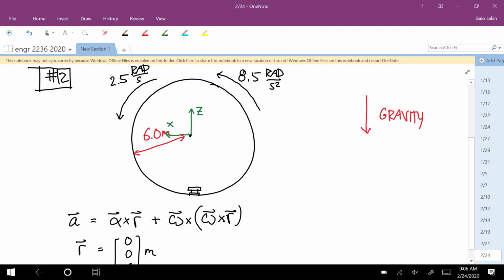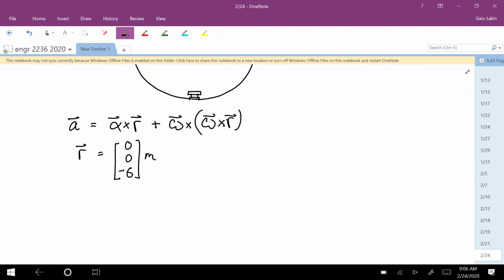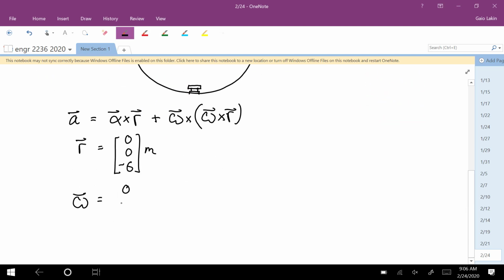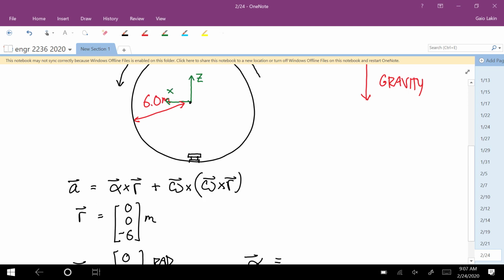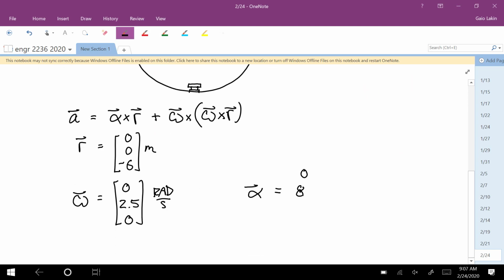Now the angular velocity and angular acceleration. In order to do this, we had to figure out the direction of the y-axis. So we figured out that the y-axis is going this way, the rotations are this way, so both of those are in the positive y direction. So omega is 2.50 radians per second, and alpha is 8.50 radians per second squared.